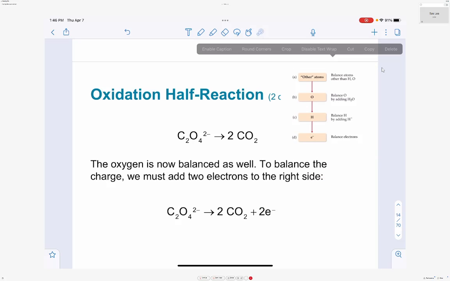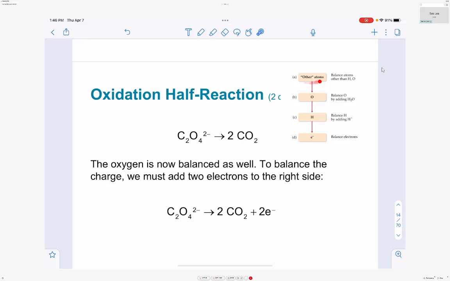Okay, so the next step after balancing any other atom than hydrogen and oxygen is now balancing oxygen and hydrogen. Let's balance the oxygen first. Since oxygen looks like it's balanced, you have 4 oxygen on the left side, 4 oxygen on the right side. So it looks like oxygen is balanced. So we will move on to balancing hydrogen.